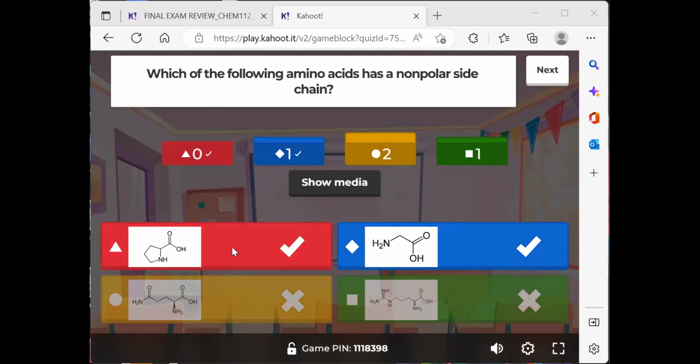The amino acid in red, that is proline. The amino acid in blue, that is glycine. And those have nonpolar side chains. Specifically, you can also find this information in slide 2 from chapter 10 material.